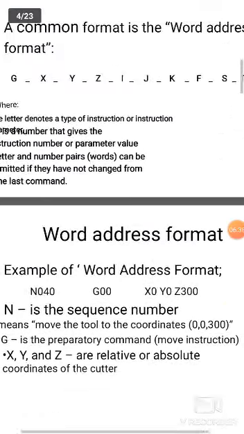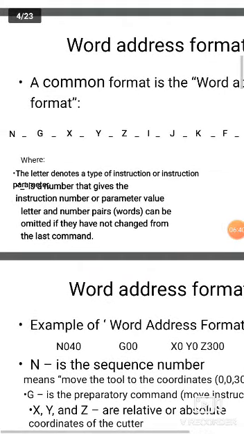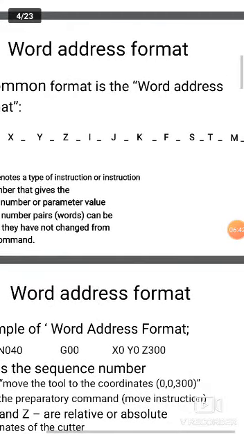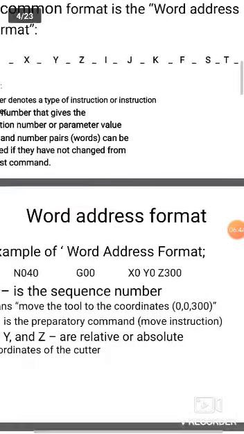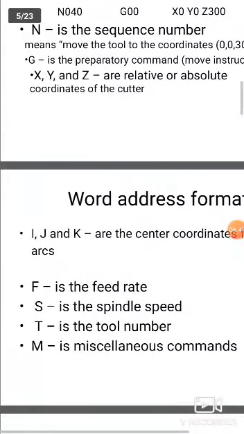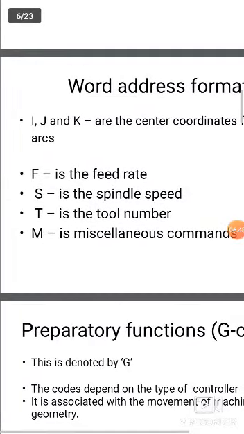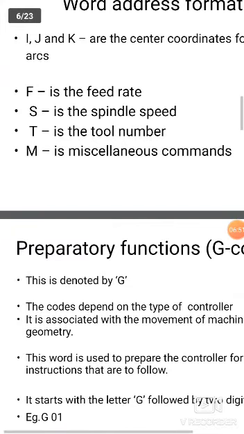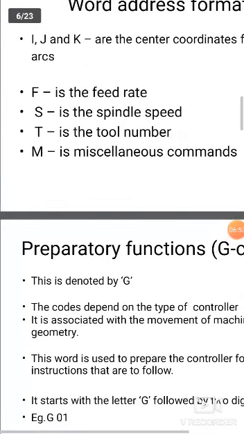So like that we use all these letters: N, G, X, Y, Z, I, J, K. All these letters we use for writing the program. Each letter will have its own indication. Okay. Next, what is the structure of part programming?